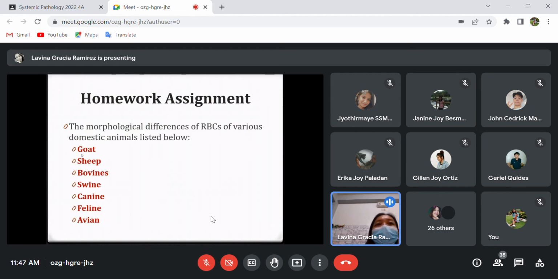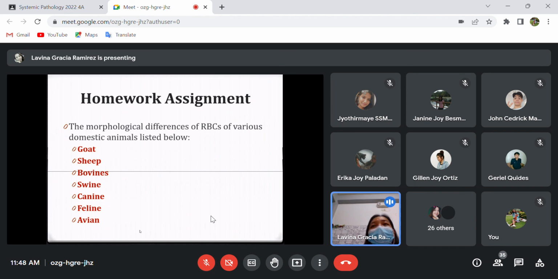Okay, and then list the morphological differences of RBC. I've mentioned this one previously pa. Basa-basa nyo to. You can answer this from your histo and physio. Okay? So, yan. Yung mga morphological differences ng different RBCs ng different animals to. By the way, some of these are mentioned in this topic, but the others are not yet shown. Particularly, some avians have different pictures with regards to RBCs.